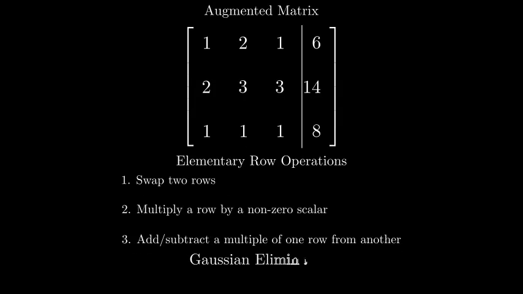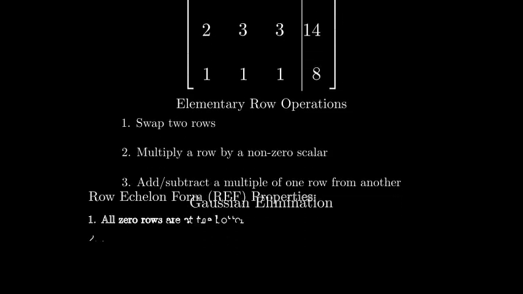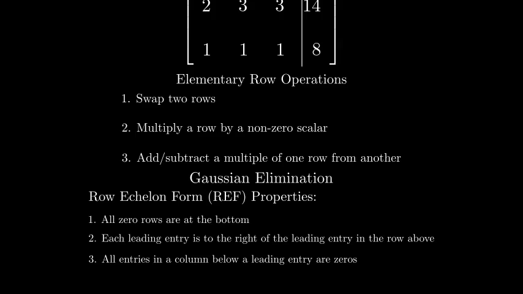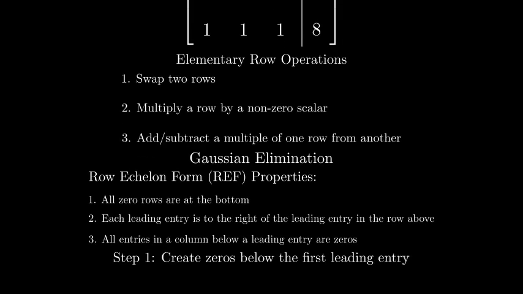Now, let's perform Gaussian elimination, which transforms our matrix into row-echelon form. A matrix is in row-echelon form when, first, all rows consisting entirely of zeros are at the bottom. Second, the leading entry of each non-zero row is to the right of the leading entry of the row above it. And third, all entries in a column below a leading entry are zeros. Let's begin the process with our augmented matrix.